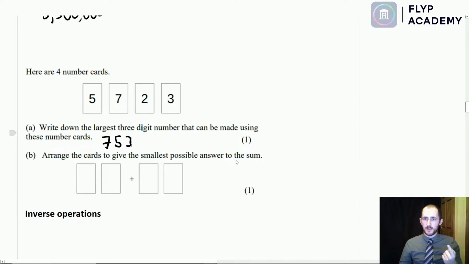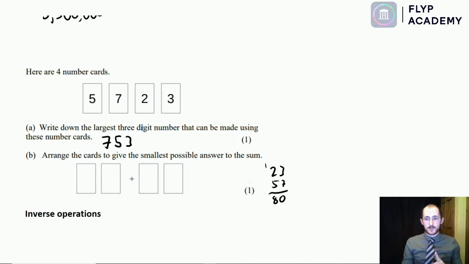Speaking of, arrange the cards to give the smallest possible answer to the sum. This is actually a bit tricky, because what some people do is they put the smallest 2 digits, then the next smallest 2. So they'd pick maybe 23 plus 57. Okay. Now 23 plus 57 gives 80. What you can do instead is you pick the smallest number and the biggest one after that. So 2, 7, then 3, 5. Now 27 plus 35, 5 plus 7 is 12, 62.